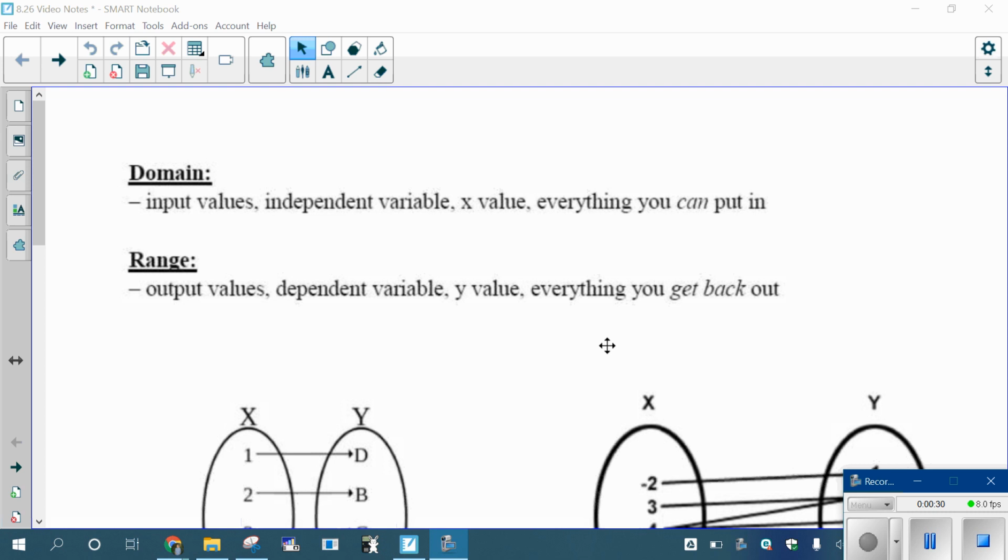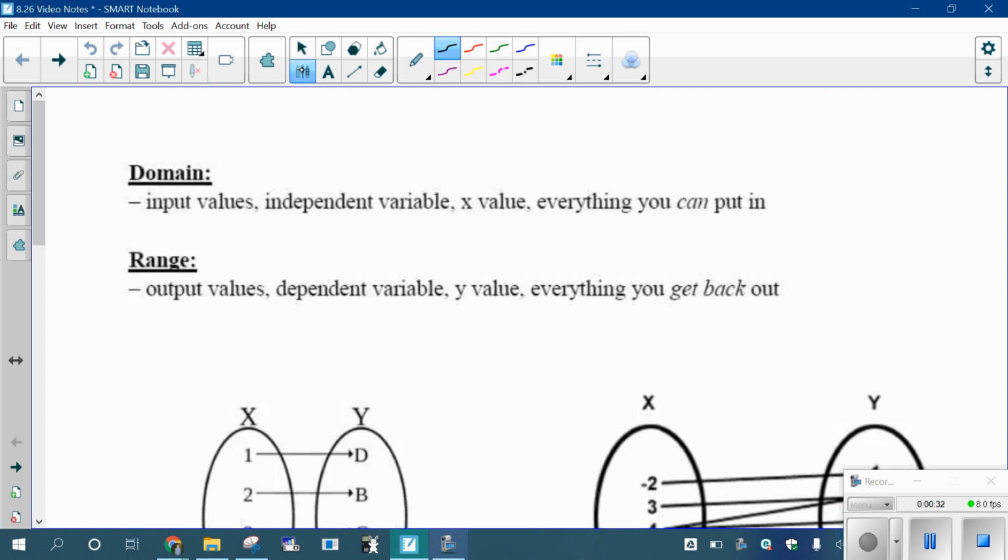Remember, if we're thinking about variables, inputs are x's. Okay, so you put in x's, all of the possible x values is called your domain. There's a few different ways we're going to list all these. Domain is your x's, your inputs. Range is your outputs. It's your y values. Okay, so just a list of all the possible outputs.